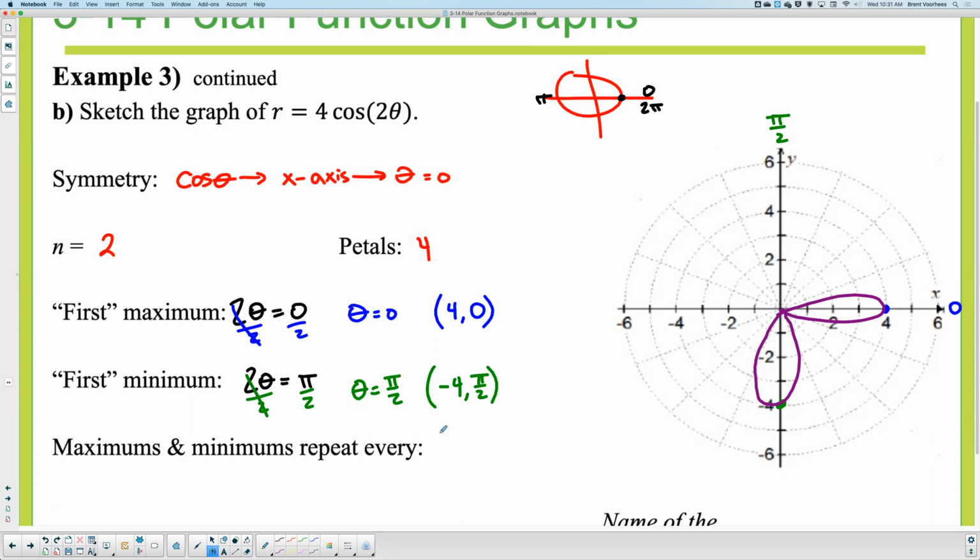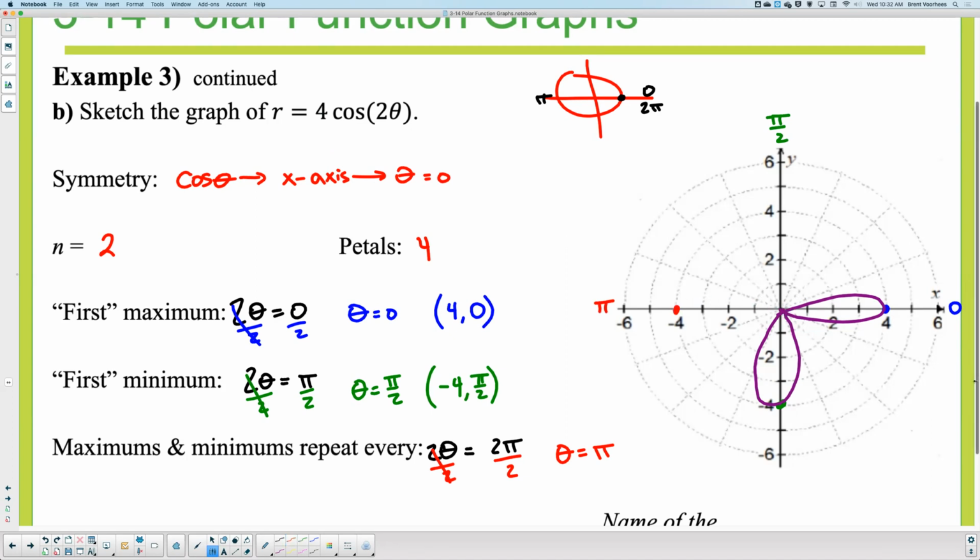Now, maximums and minimums repeat every, now what should they repeat on? 2 pi. Well, it should repeat every 2 pi, but it's 2 theta. So what do I do to get rid of that 2? Divide by 2. So maximums and minimums occur every pi. Now you'll see why we're going to get 4 petals mathematically. So if they occur every pi, if I had a first maximum at 0, where's my next maximum going to occur? At pi. So the maximum is 4, so I go 4 towards pi.